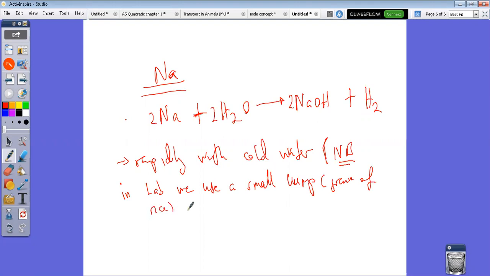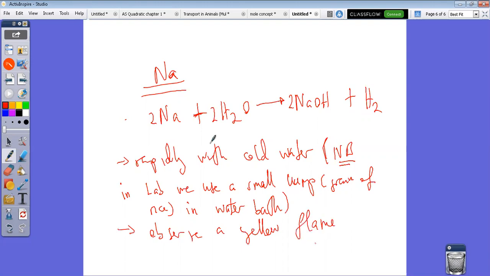Clear? In a water bath. We prevent using a test tube because it can break. That's how explosive it can be, huh? In a water bath. Clear? Now, if you use a big one, you can actually break the test tube. Clear? Because there's so much heat that is given off. Then you also observe a yellow flame as it is reacting.